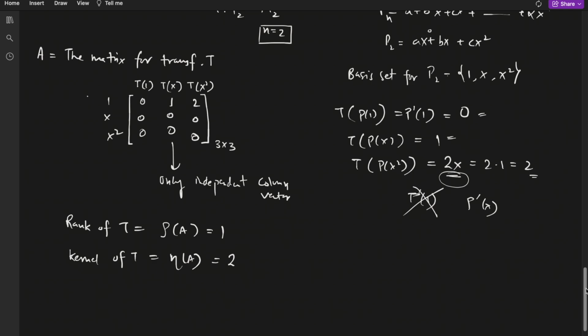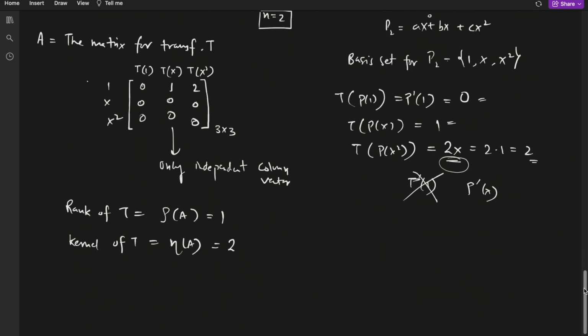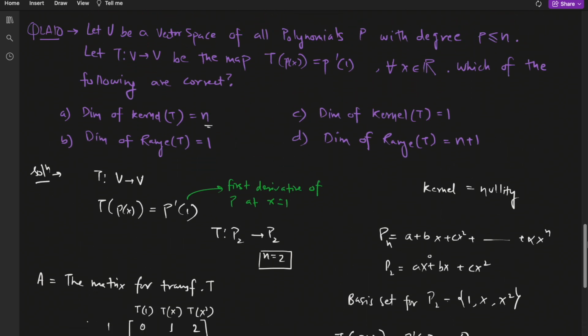Okay, and what is 2? 2 is nothing but n. So we can say the nullity or the kernel of transformation T is n only. Okay, so the options A and B are correct. That is, the kernel is n.